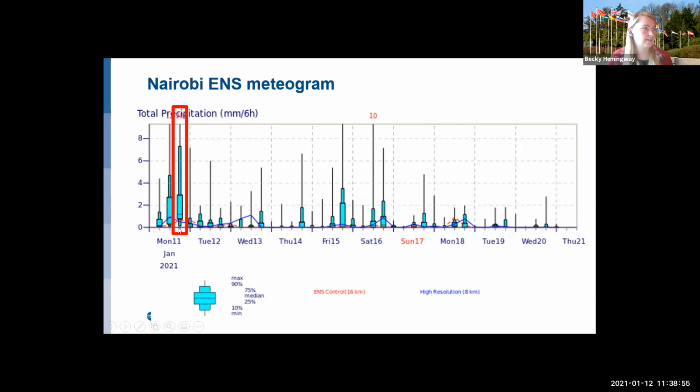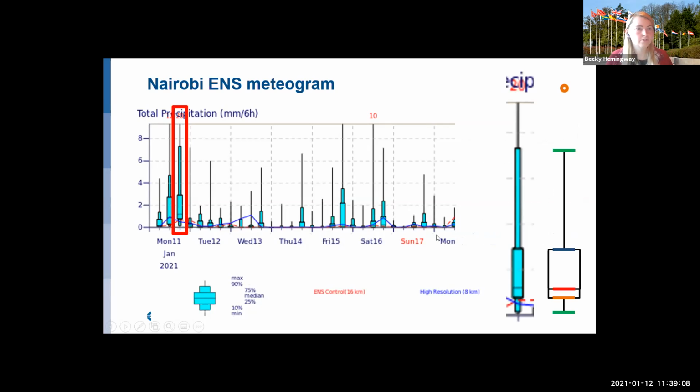But we're going to focus on this one. So this was actually yesterday. So for those in Nairobi, we have quite a large box plot. We've got quite a large difference in what the ensembles are saying might be the total precipitation over 6 hours here. So we're going to zoom in on here. And what you can see on the right is that I've created a box plot based on this forecast. So we've got our outlier at 20 millimeters per 6 hours. And hopefully you can now start to see some of the similarities between box plots and meteograms.